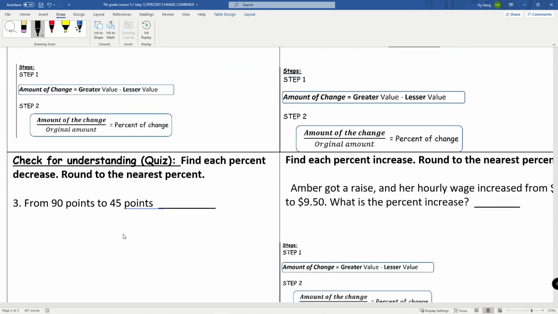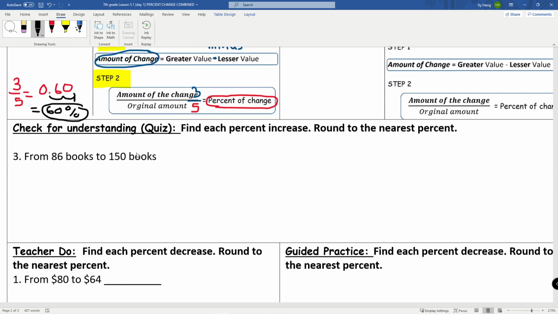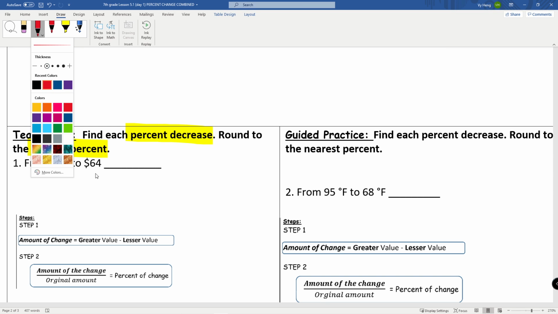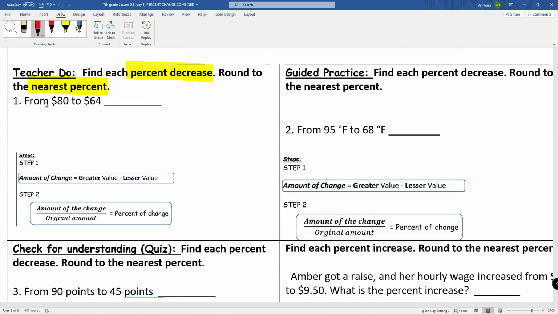Let's look at the decrease part because we did the increase. Now we're going to do the decrease instead. So percent decrease and then round it to the nearest percent. So look at from $80 to $64. Is that an increase or is that a decrease? That's something you have to ask yourself. Well, it is a decrease, because it went down in number.